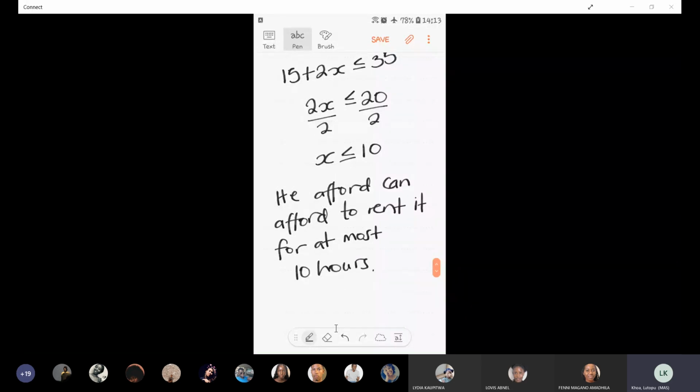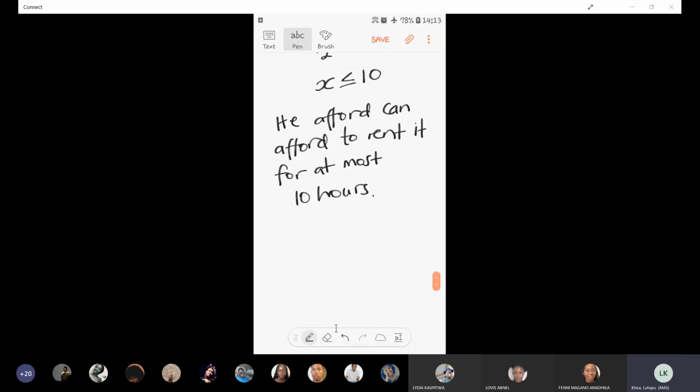Anything above 10 hours, he will have to spend more than $35 and he cannot afford it. So his maximum time is 10 hours. So you answer that in a statement. You can word it a little bit differently. See in the notes, he says he can use the saw for a maximum of 10 hours. That is fine. So maximum of 10 hours, at most 10 hours, that is fine. And we look at another example.